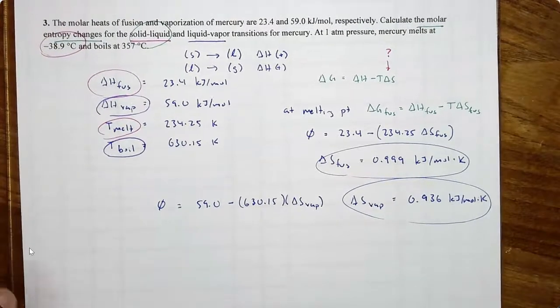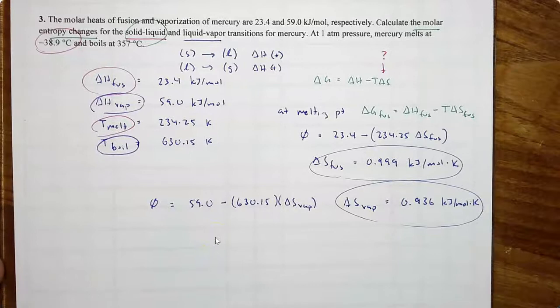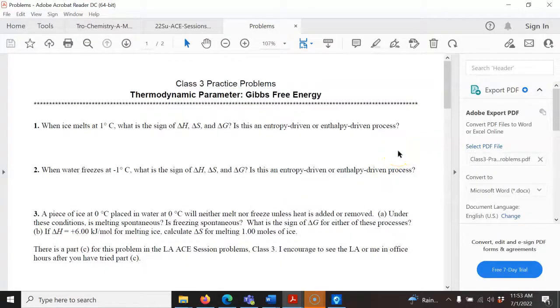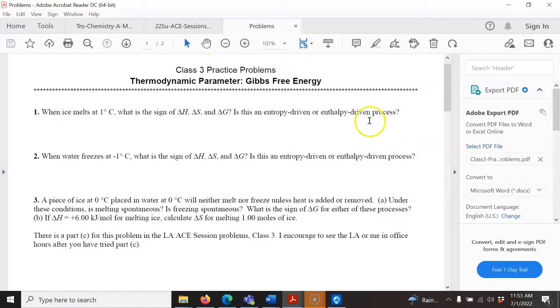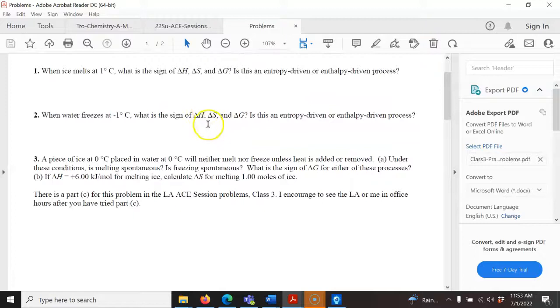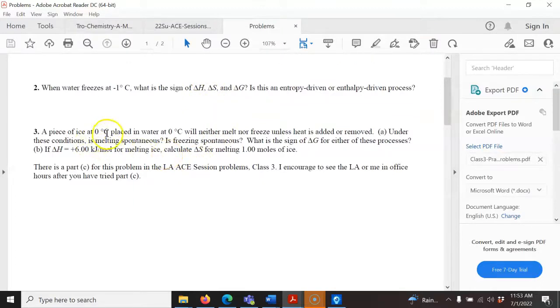I did mention that a similar problem is in your practice. Actually, in the last 2 minutes, let us take a look at the practice problems for class 3. Okay, here are the class 3 practice problems. Pretty straightforward. They're asking for signs for the first two. Here we have ice at 0 degrees, water at 0 degrees. That's the melting point. So melting and freezing are at equilibrium. Delta G equals 0.